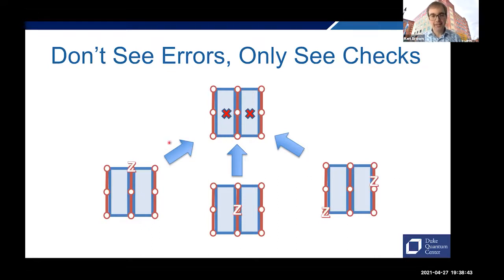So again, in our picture, the reds are Zs and the blues are X type objects. If I have two blue checks that are broken, it means that I must have had a Z type error. The Z type error could be at the top center, and that would flip these two because it doesn't commute with these two X checks. It could be in the middle, same thing. Or it could be two Z errors, one here in the bottom, and one in the middle. When this happens, you have to decide what to fix, right?